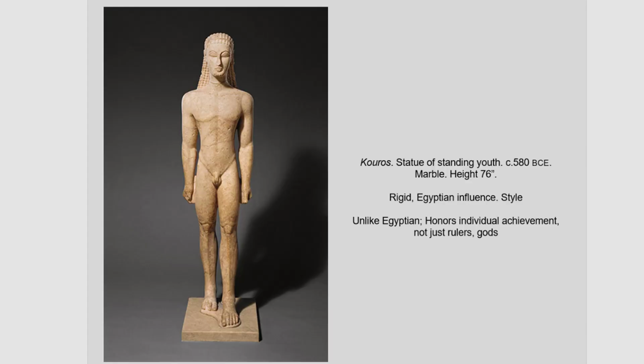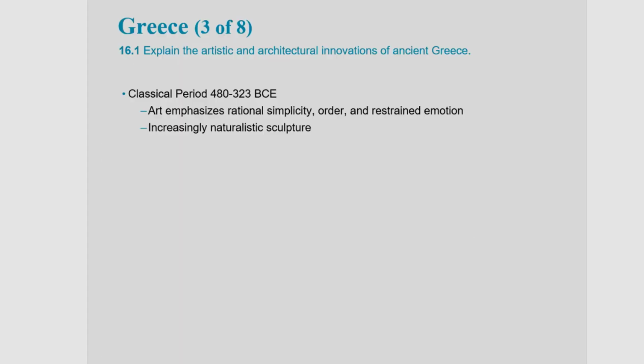This is some of the sculpture from the Archaic period. You can tell that it's very rigid, right? And that's because it's influenced by the Egyptians. The style is very Egyptian, very rigid, very formal. However, unlike the Egyptian style, it actually honors individual achievements. So it's not just rulers and gods that get to have their own sculpture. And so this is just a standing youth, right? And there was a female version also.